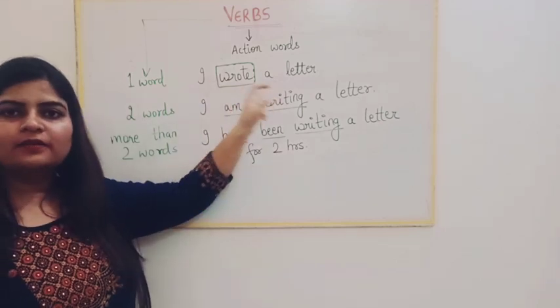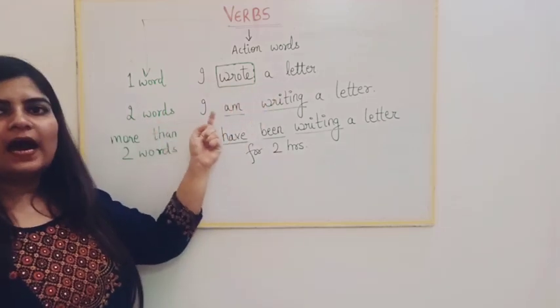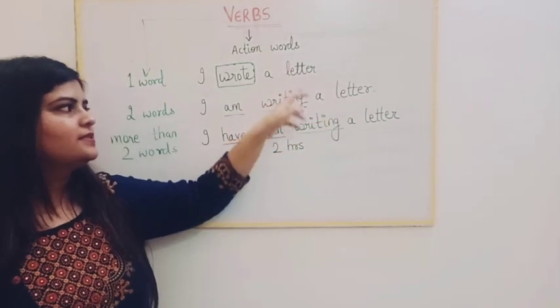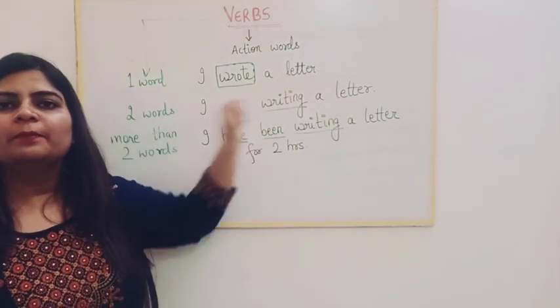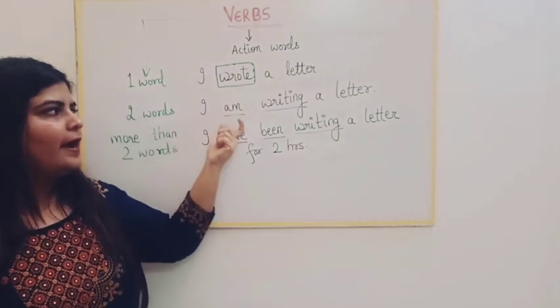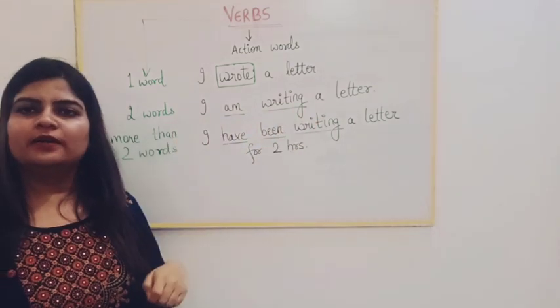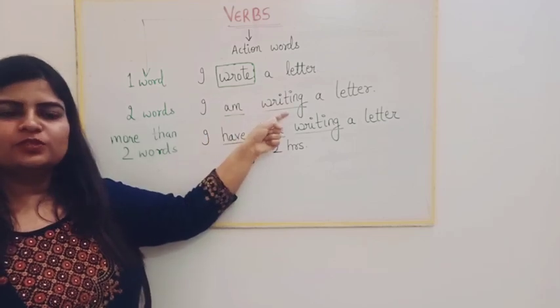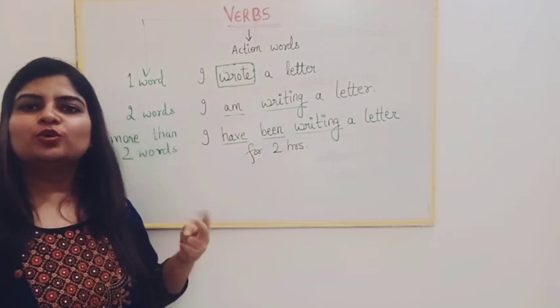I wrote a letter. Then two words: I am writing a letter. Now I have changed this sentence from simple present to present continuous. I am writing a letter. Here there is a helping verb and a main verb. So the verb has been made by two words.